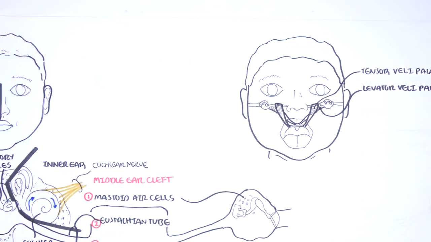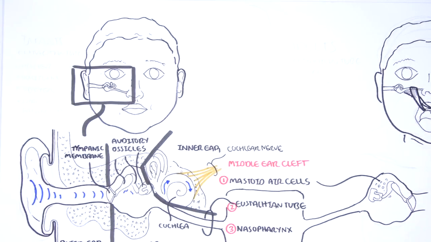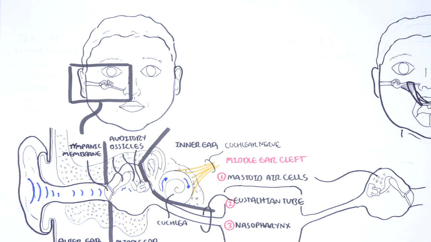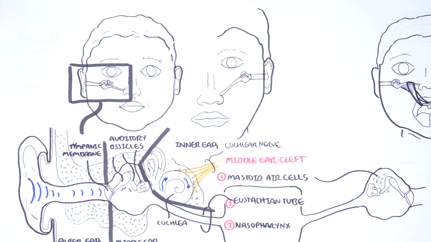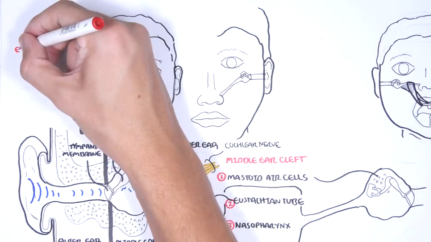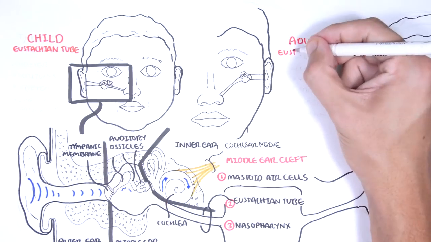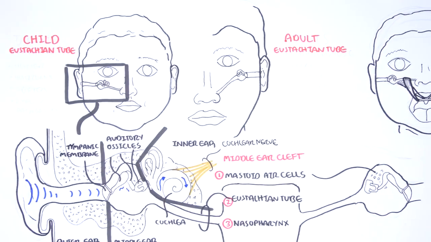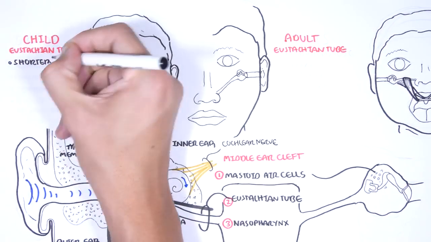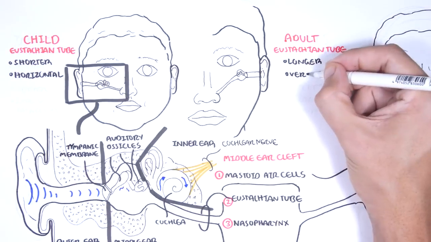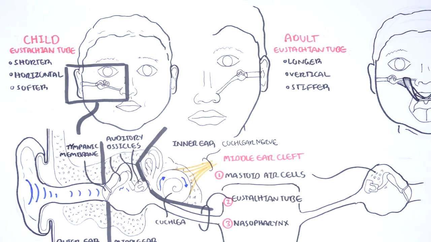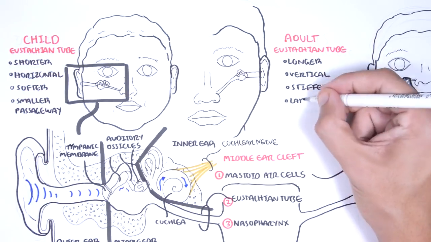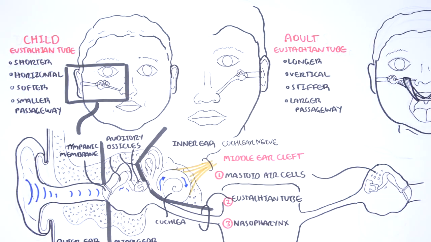Otitis media is more common in children, precisely because of the anatomical differences of the eustachian tube between children and adults. Unlike adults' eustachian tube, the child's eustachian tube is shorter, more horizontally aligned. It's softer and has a smaller passageway. And all this allows for easier spreading of infection from the nasopharynx into the middle ear.